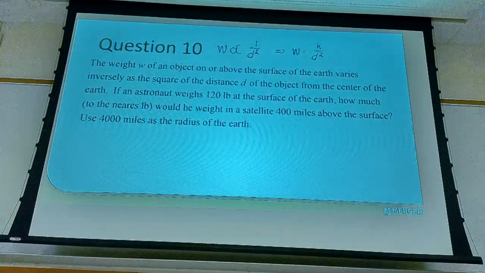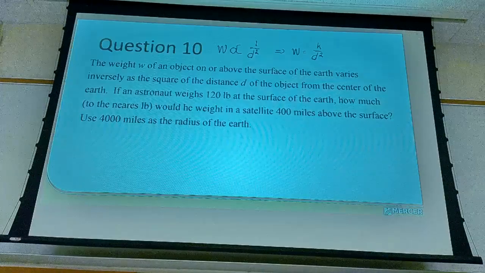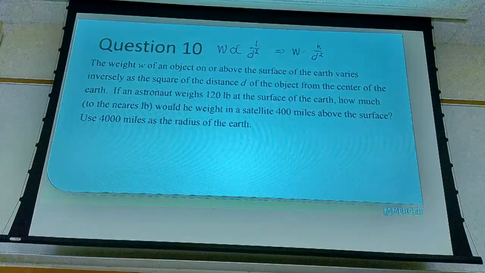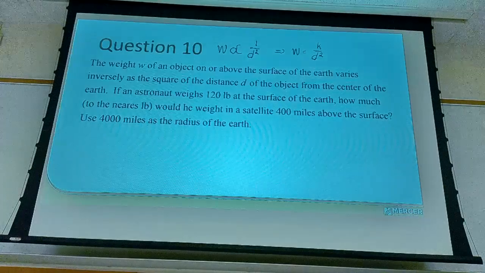Which is why I don't like the metric system where they put weights in kilograms. So that's actually not correct. Kilogram is a unit of mass, not weight.